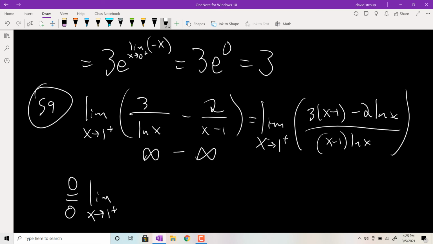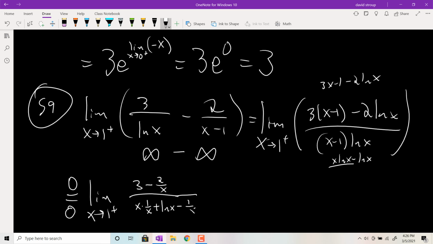So in the numerator, if you distribute, you have 3 times x minus 1 minus 2 ln x. If you take the derivative of that, you're going to end up with 3 minus 2 over x. In the denominator, this thing is x ln x minus ln x. Taking the derivative on the first term, you need a product rule. So leave x alone times the derivative of ln x, which is 1 over x. And then plus the derivative of x, which is just 1, and then ln x is just left there. And then minus the derivative of ln x, which is 1 over x.